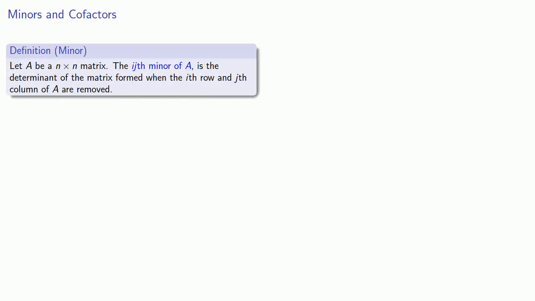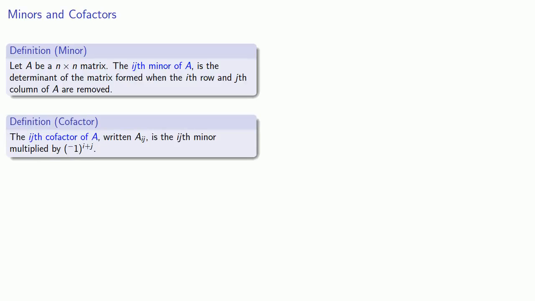The ijth minor of A is the determinant of the matrix formed when the ith row and jth column of A are removed. And the ijth cofactor of A, written Aij, is the product of this determinant by -1 to the power of i plus j.